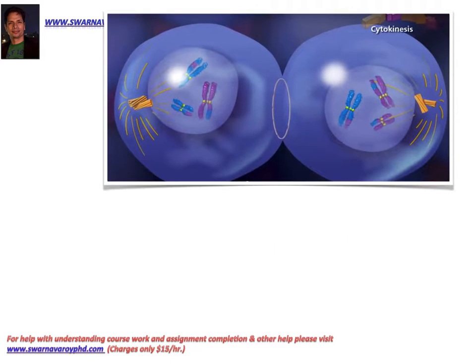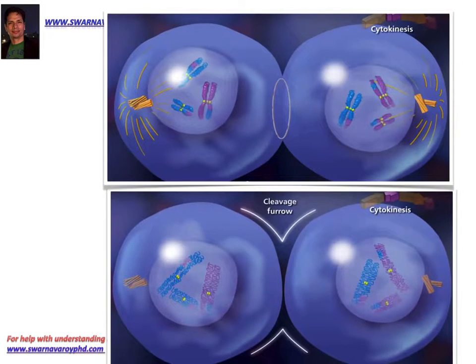Here in cytokinesis, the cleavage, or the separation of the two cells, becomes more prominent, and you can see that at the end of cytokinesis the two daughter cells are completely separated. The nuclear membrane is now conspicuous. You see a completely well-defined nucleus is formed.